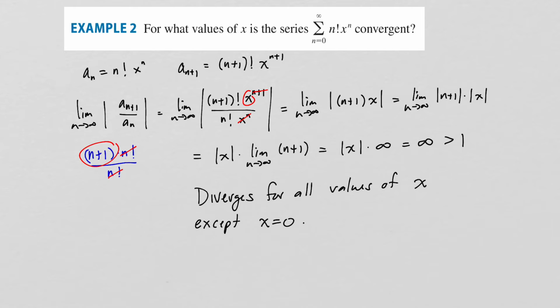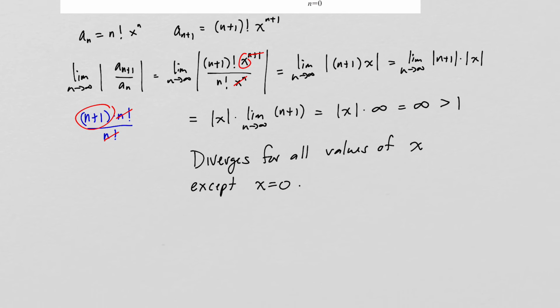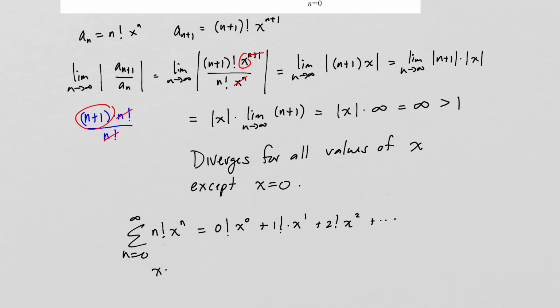Now, why does it converge at 0? Well, because if x is equal to 0, if you go back to the original, you have the sum from n equals 0 to infinity of n factorial x to the n. So if you write out the first few terms, this is 0 factorial times x to the 0 plus 1 factorial times x to the 1 plus 2 factorial times x to the 2 plus etc. If x is equal to 0, every single term of this series is just going to be 0. And when you add up 0 forever, you get 0.